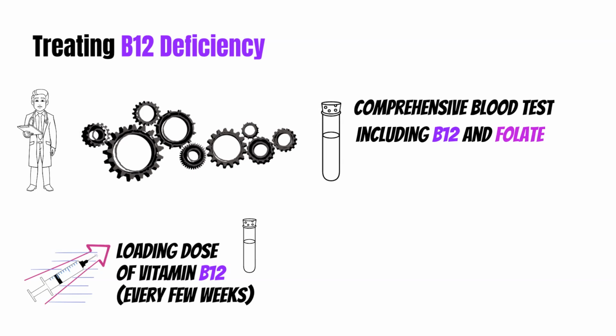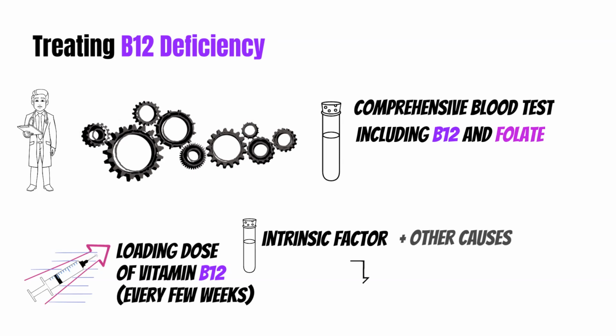Then you should get another blood test, checking things out again, but also checking your intrinsic factor, because a lack of intrinsic factor, like we mentioned, can cause pernicious anemia, and that is a problem because if we have pernicious anemia, then we need to be on lifelong injections. So that's as simple as that.